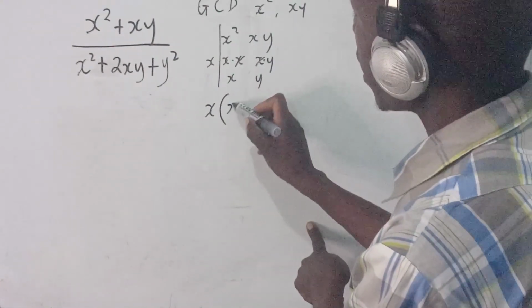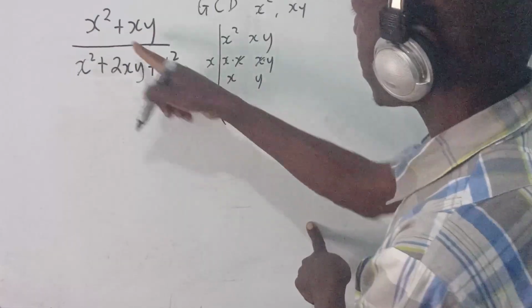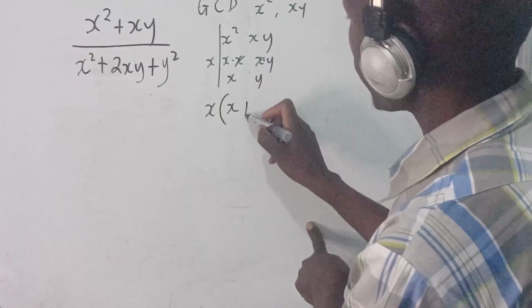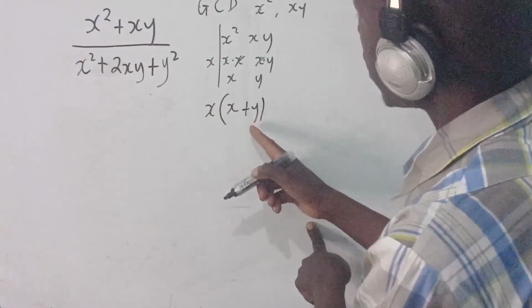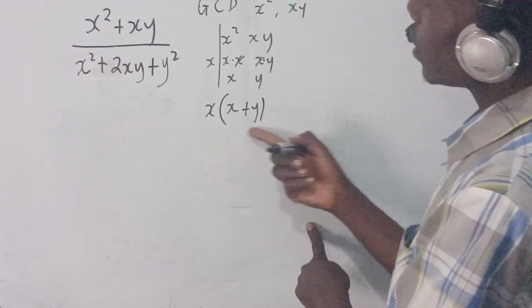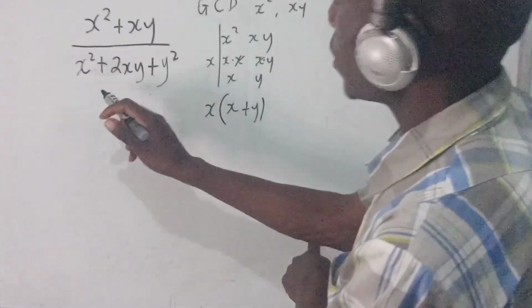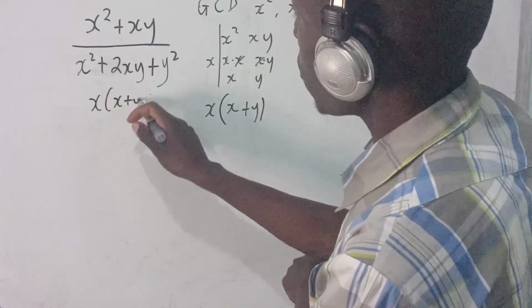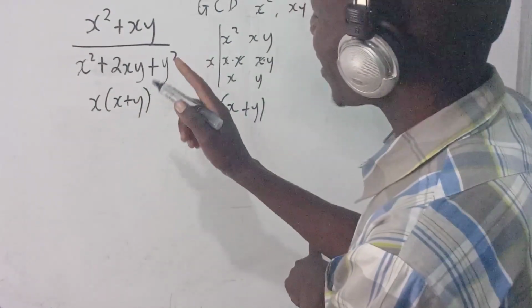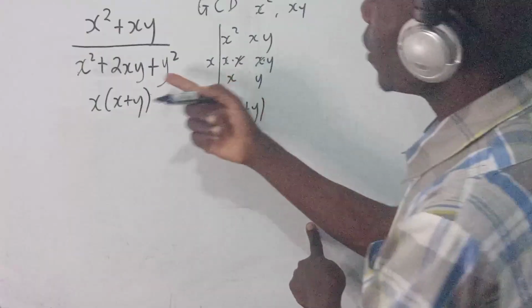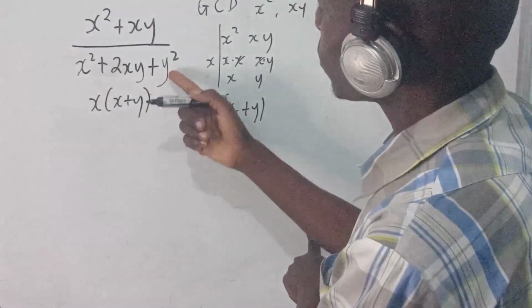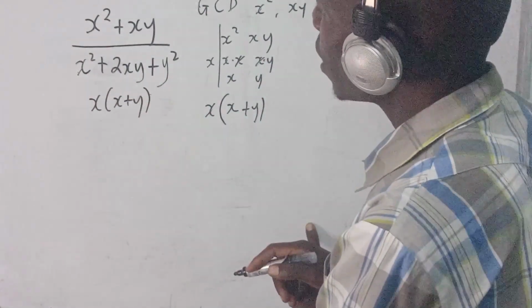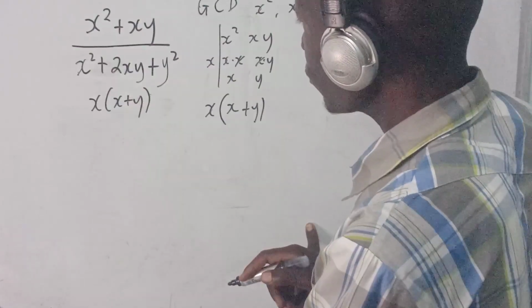So you'll say it is x plus y. That is already a factorized expression for our numerator, which is x into x plus y. Next, let us look at the denominator. Denominator has three terms, which means it's an algebraic quadratic expression.